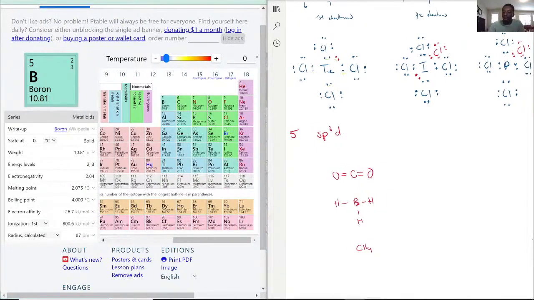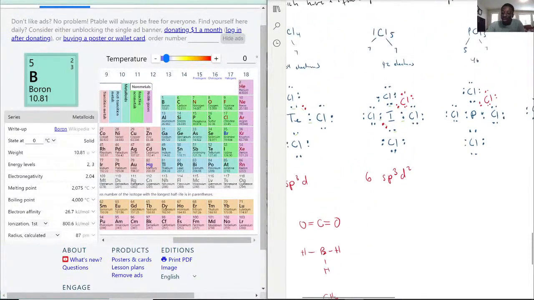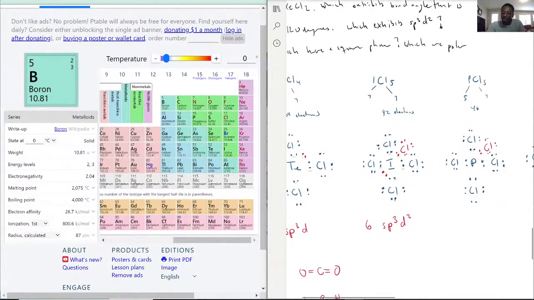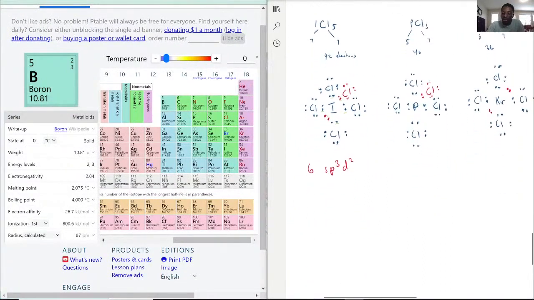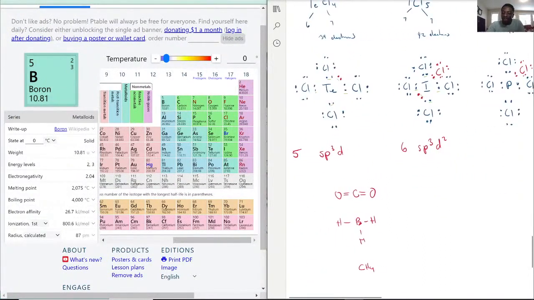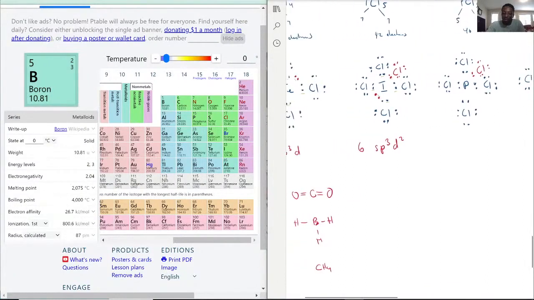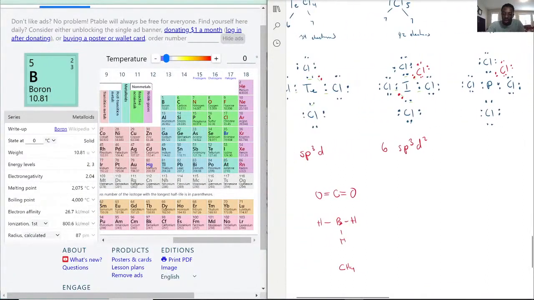Now for iodine, we're going to treat it the same. We have 1, 2, 3, 4 bonds, but 2 lone pairs instead of 1. So this one actually has a hybridization number of 6, which is sp3d2. Okay, you remember, that's one of the questions they're asking, which exhibits that. Phosphorus, on the other hand, okay, is going to be, just to make sure, how did we do phosphorus?